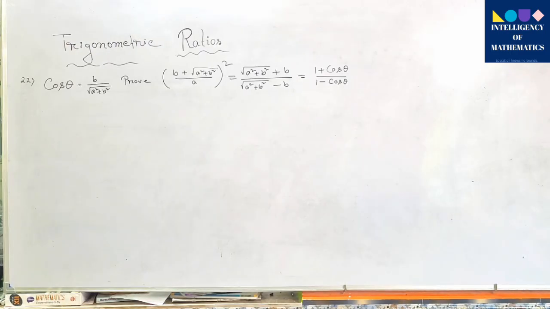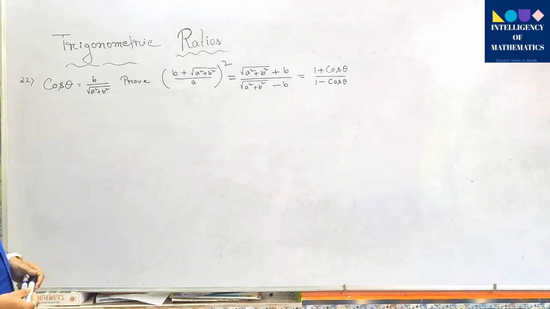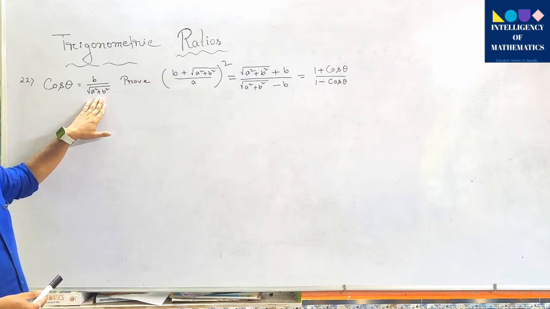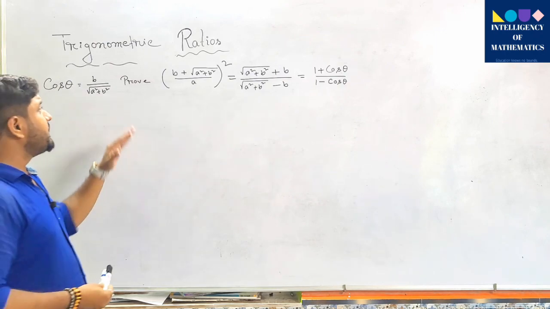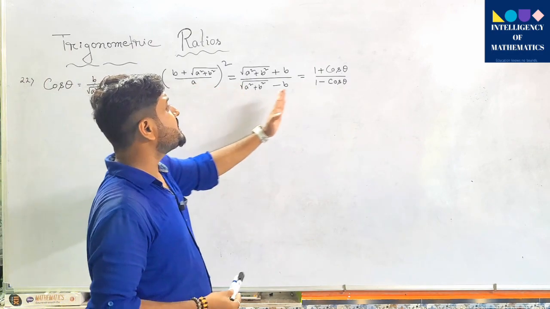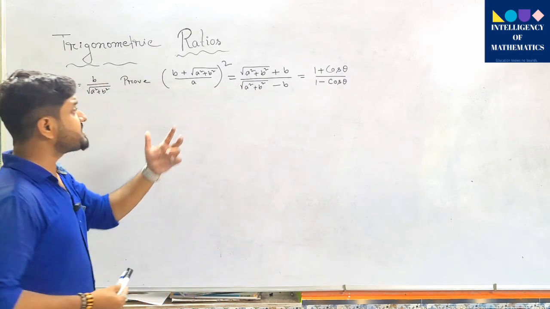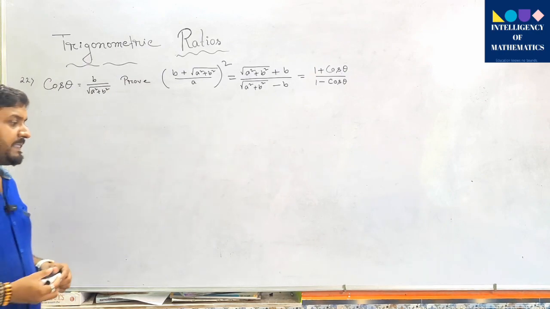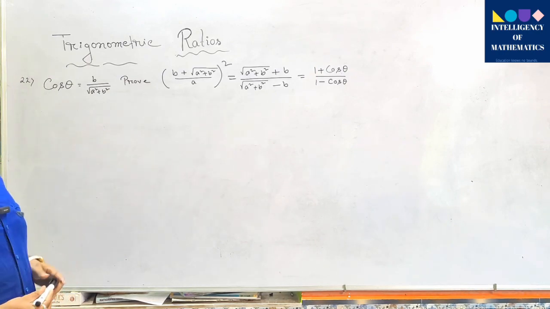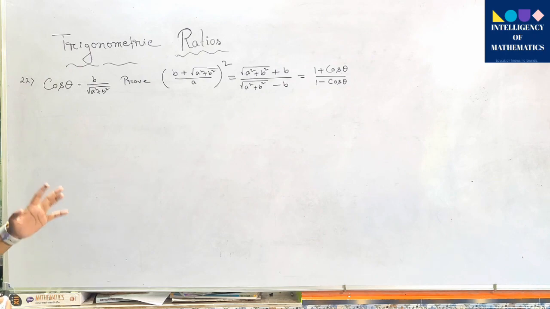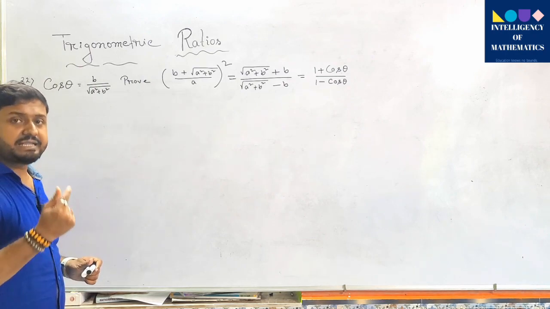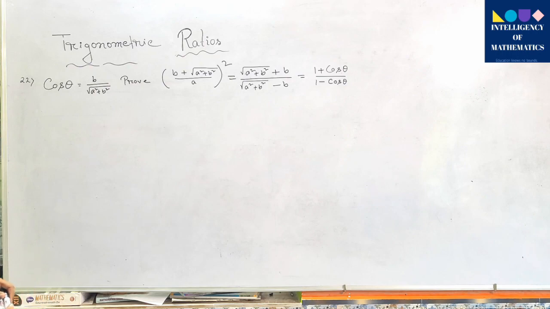So here we will see sum number 22 of the trigonometric ratios from the Bharati Bhavan book, ICSE class 9. This is asked: cos theta's value is b by root over something, and we have to prove this equals this equals this. Three things are given to be shown equal. Now everybody feels this sum is hard. A little important sum it is also. So we will do it in such a way that it becomes easy for you.